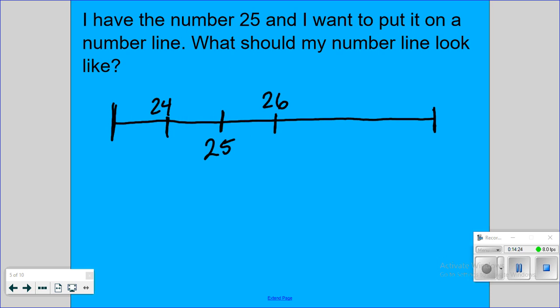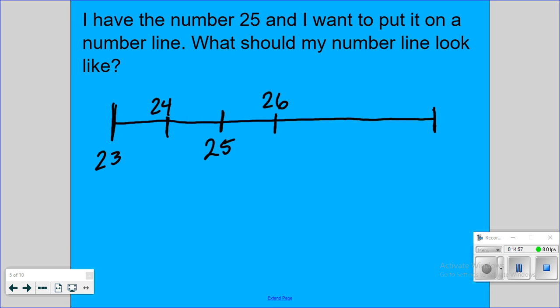What do you think is going to be my starting point? 23? Is it 21? Is it 20? What's going to be my starting point? Lincoln, what do you think? 0? No, 23. So wait, do all number lines have to start at 0? No, they can start at any number, right?